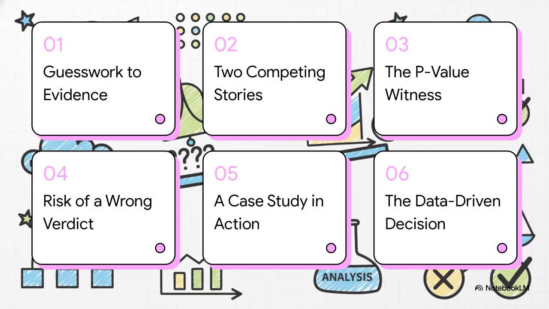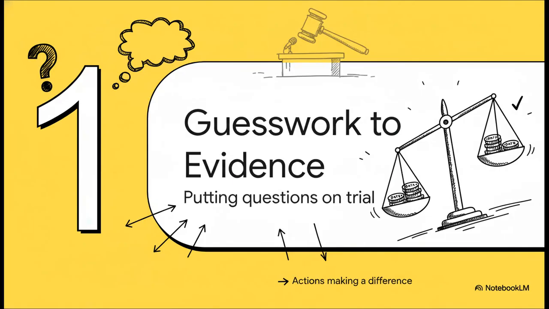So here's how we're going to tackle this. We'll start by putting a simple business question on trial. Then we'll hear from the two competing sides of the story. We'll bring in our star witness, the p-value, and talk about the risk of getting the verdict wrong. After that, we'll walk through a real-life case study. And finally, we'll see how this all leads to a powerful, data-driven decision. Let's get into it.